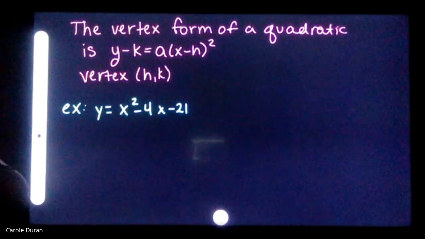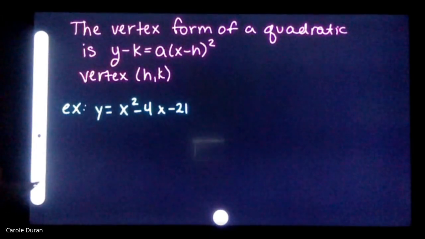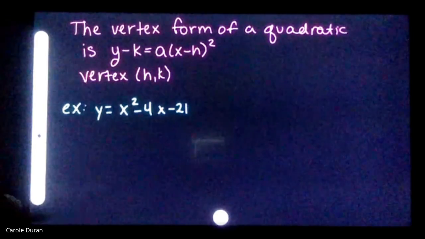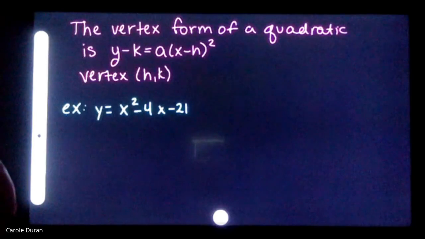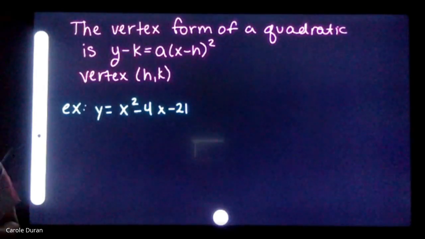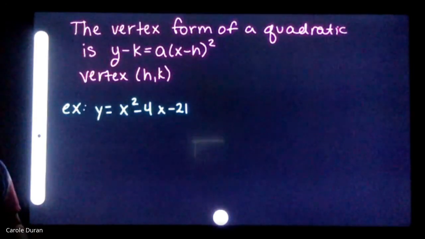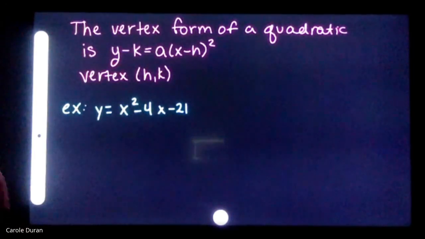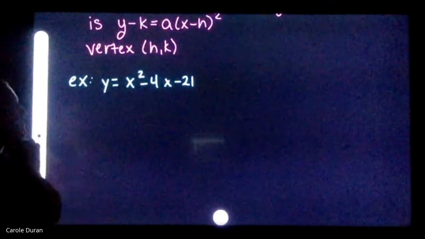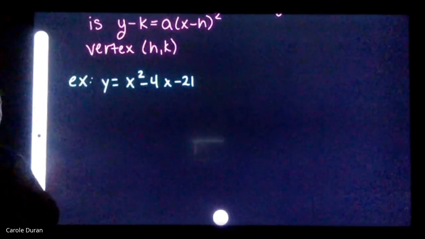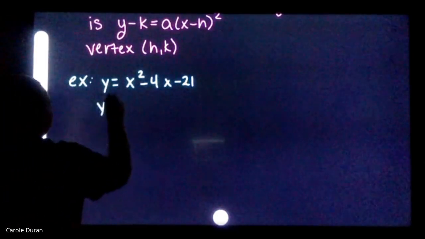For this example, not only do I want to put it in vertex form, but I would also like to identify the x-intercepts and the y-intercepts of the parabola. So let's go ahead and do that. The first thing I need to do is get this in vertex form, which means I'm going to have to complete the square. So I'm going to move this 21 over to the left-hand side.